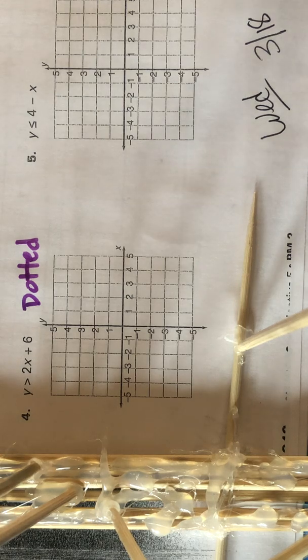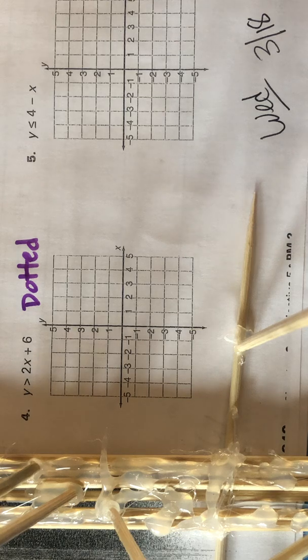Now, if you look at your interactive notebook on page 17, you will see all the different forms for the equation of a line. So if you need to pause the video for a second at any time to check that page, go for it. So this equation is given to us in slope-intercept form.